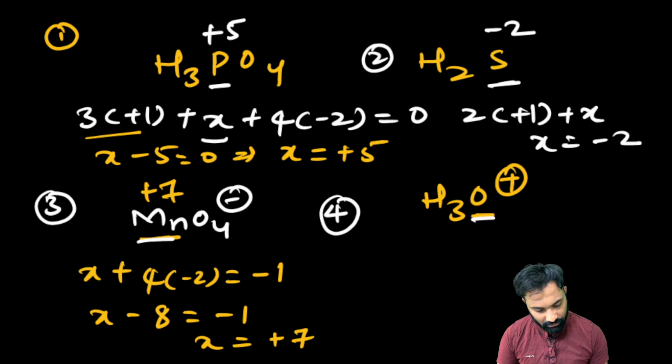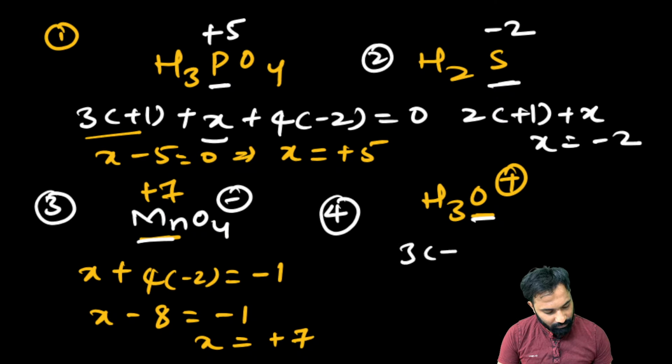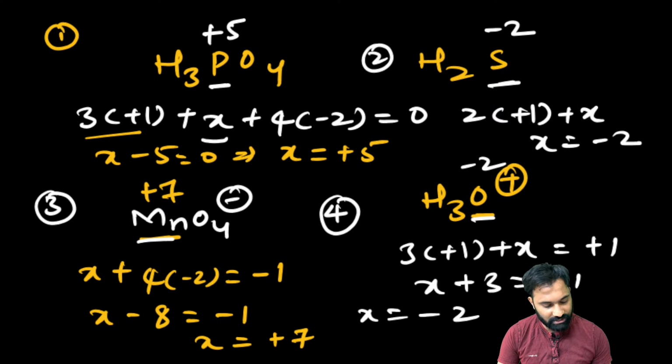Right. Now, here in the H3O plus, yes, good. Here 3 plus 1 plus X is equal to +1. Now that is X plus 3 is equal to +1, right? If you send it to the left hand side, X is equal to -2. Oxygen oxidation number is -2. Right? Next.